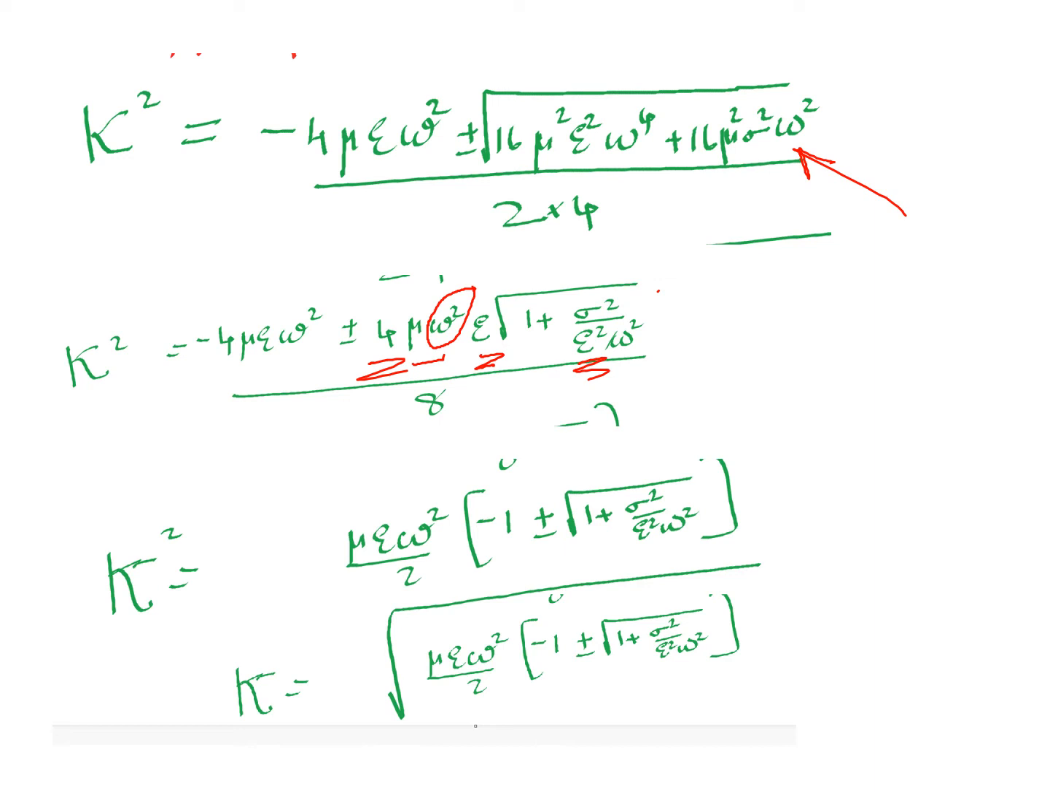Now, 4 is a common factor, mu is common factor, epsilon is common factor, and omega square is also common factor. We took all these commons out, and 4 and 8 cancelled to give a 2 there. Then inside the bracket there is a minus, and here it is 1, and the last term root of 1 plus sigma square by omega square epsilon square. So you'll get two terms here. When you take the square root of this entire term, you can find one term with a minus 1 plus root of this, and another term is minus 1 minus root of 1 plus sigma square by omega square.